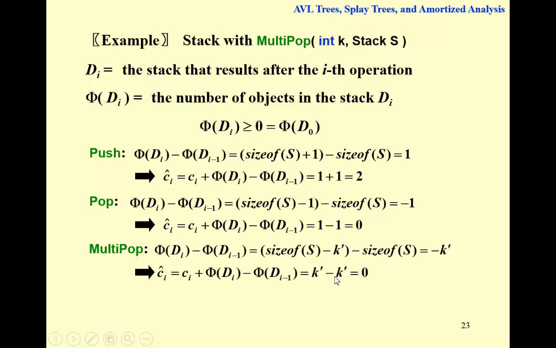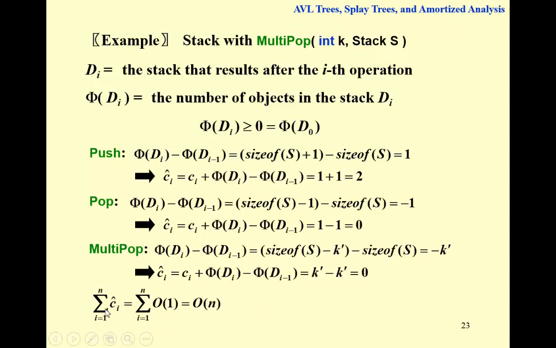And the difference is -k prime, so the sum is 0. That's why we define the amortized cost for multi-pop to be 0. That's where we get 2, 0, and 0. And the rest of the analysis is trivial.